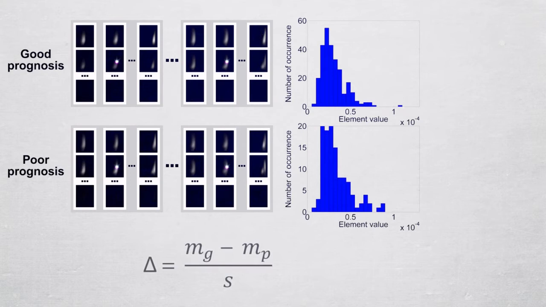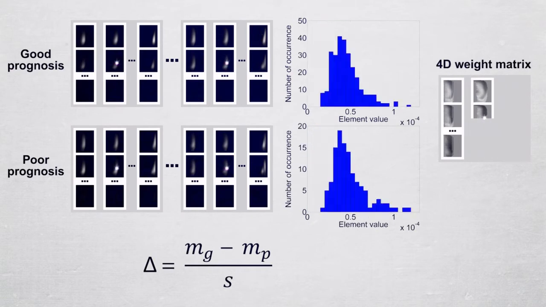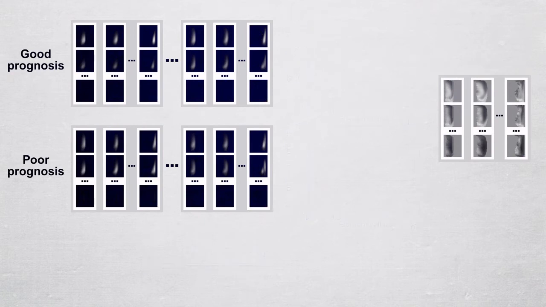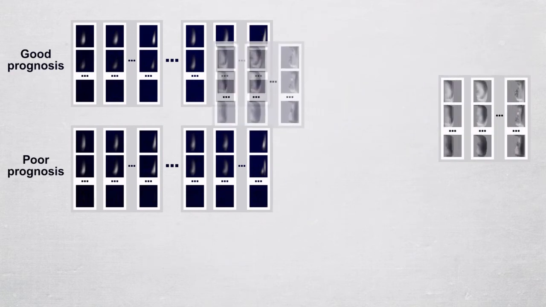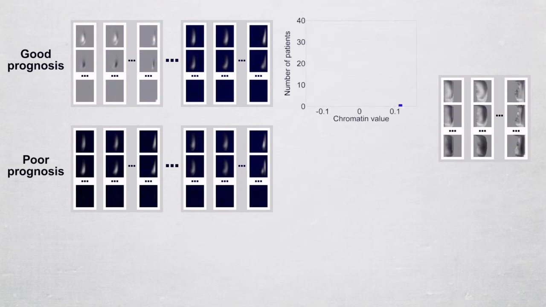We then compute the statistical discrepancy between the prognosis groups as the difference in means divided by the standard deviation. This estimate is then stored in the corresponding element of a matrix, which has a size identical to the GLEM4D. This process is iterated over every element of the GLEM4D, resulting in a 4-dimensional weight matrix. The 4D weight matrix is combined with the GLEM4D of each patient by multiplying the values of corresponding elements. The sum of these products is the chromatin value, which is then plotted in a histogram.